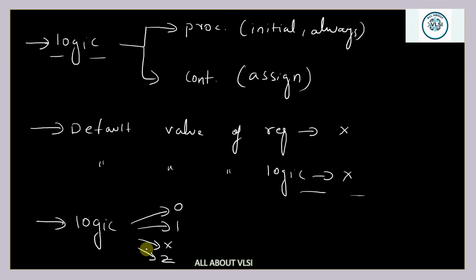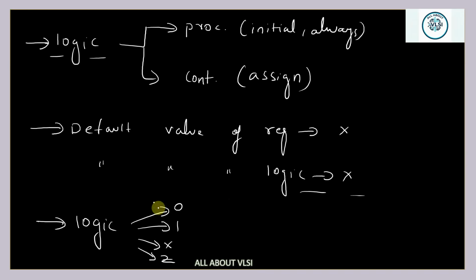Okay. So the main points to remember in this particular logic data type is it can be used in both procedural blocks and continuous assignment blocks. And the default value of this logic is x, and this logic can support four values, that is 0, 1, x, z. So it can have the values of 0, 1, x and z.